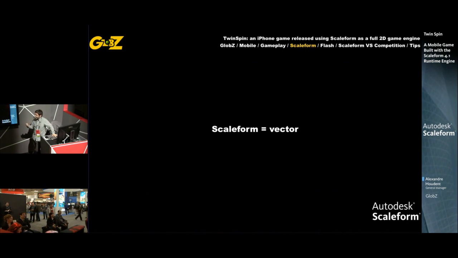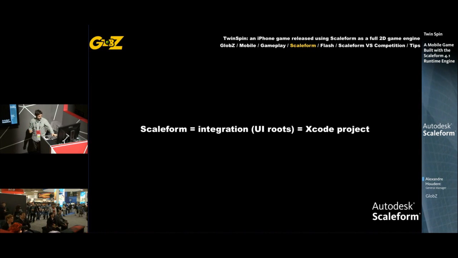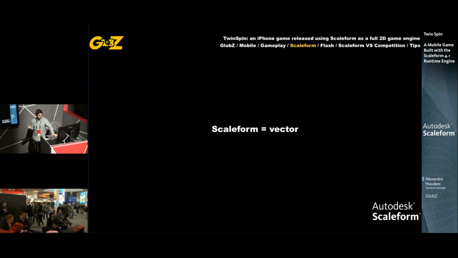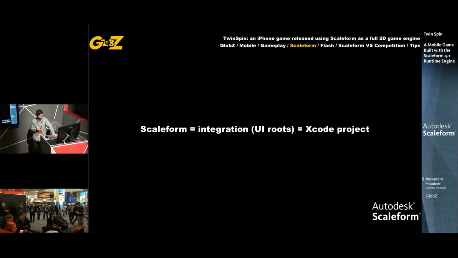So basically, Scaleform is vector-based. Everything that is drawn on the screen is based on computation, compared to a bitmap, which is just a texture that is drawn on the screen. And what is nice about vectors is that they scale, like it's the same file that runs on the iPhone and the iPad. It just scales up without any visible difference. Scaleform, its core function is to do UI.